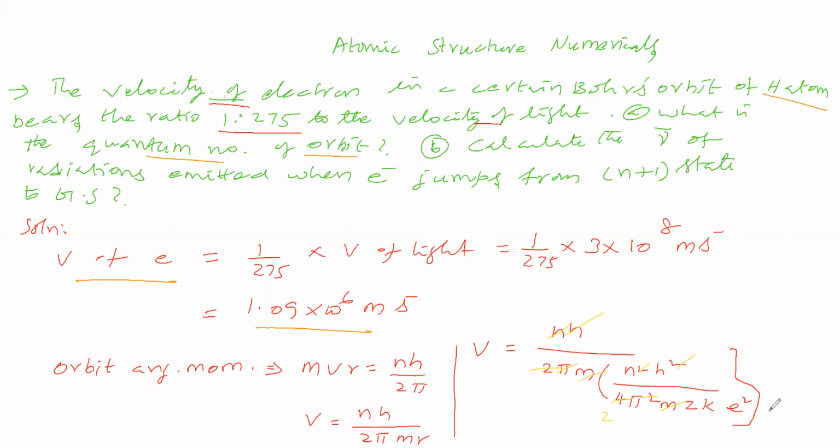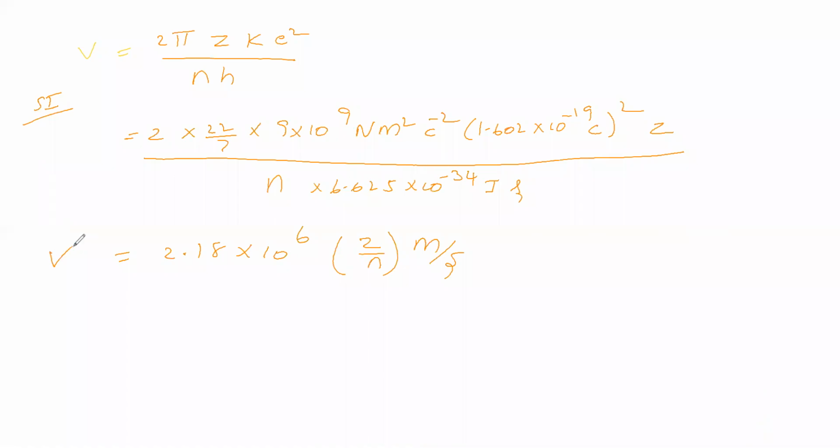So we will substitute these values. Velocity value we got as 1.09 into 10 to the power of 6 meter per second, equals 2.18 into 10 to the power of 6 into Z by n, where Z is 1 for hydrogen atom, and n we can calculate. By simplifying this, we can get n value. n is equal to 2. Now if you see, 1.09 to 2.18 is roughly 2 times. Therefore n is equal to 2 we are getting.